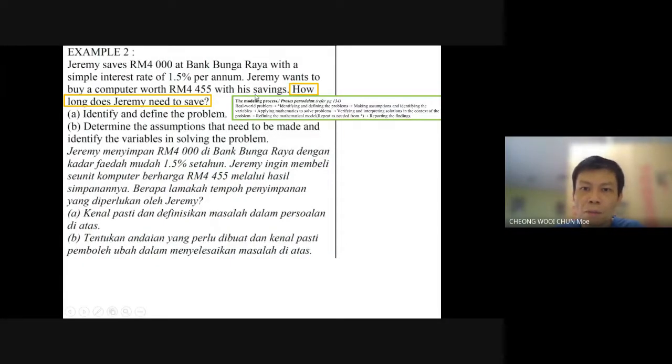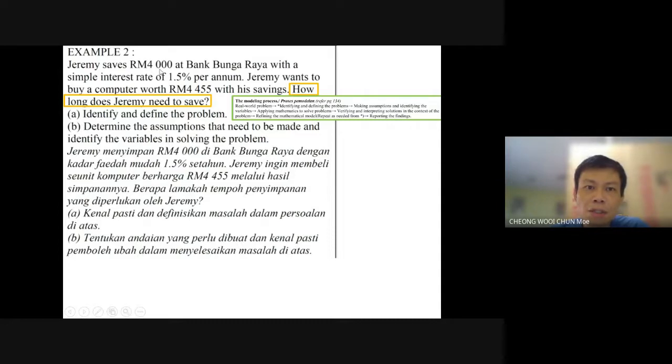Okay, so from the modeling process, we start with identifying and defining the problem. So that is why the A starts from identify and define the problem. Then only after that, making assumptions and identifying the variables. Then determine the assumptions and identify the variables in solving the problem. So in this question, they only use two steps. Sometimes you need to go until refining the mathematical model.